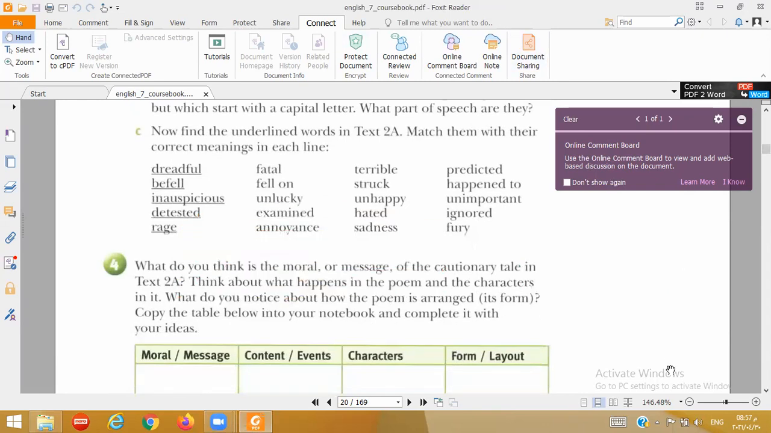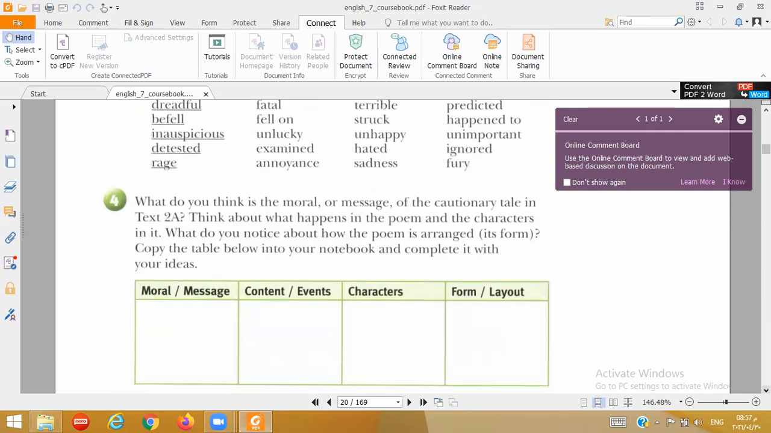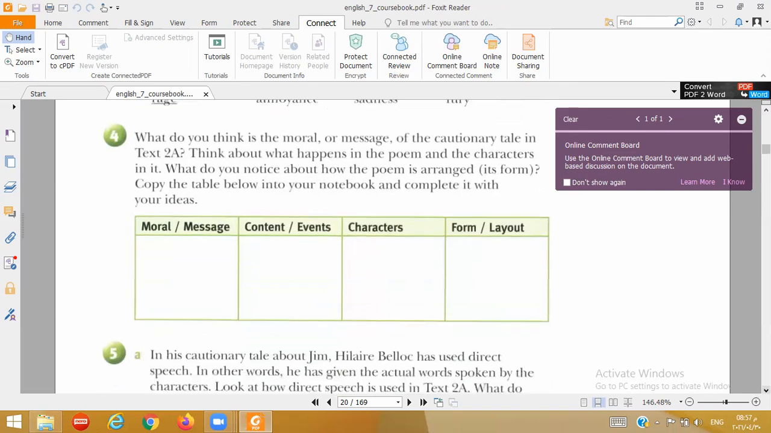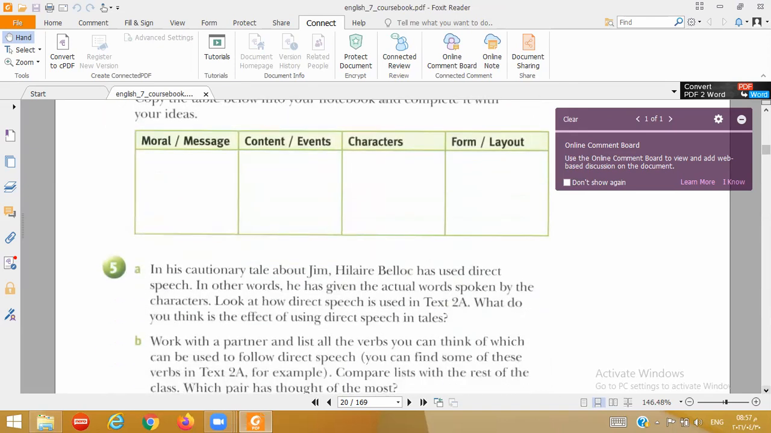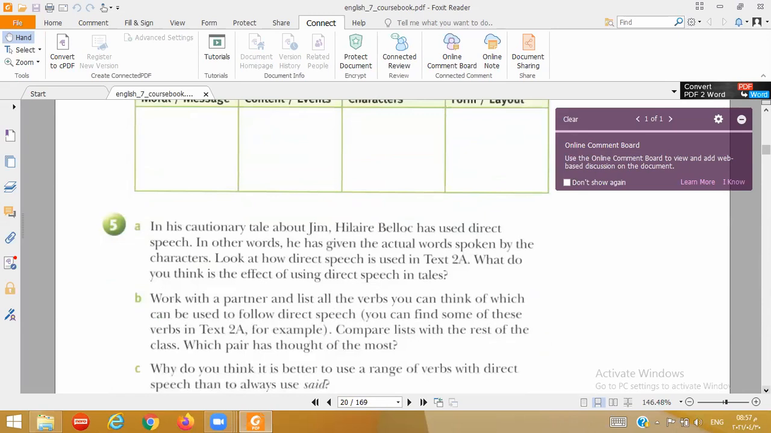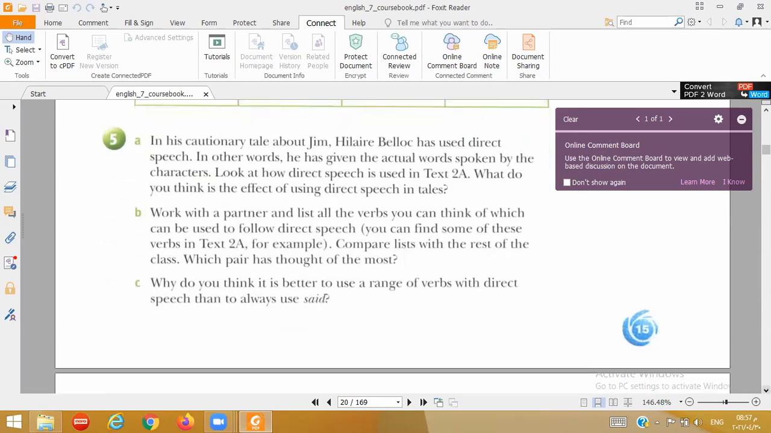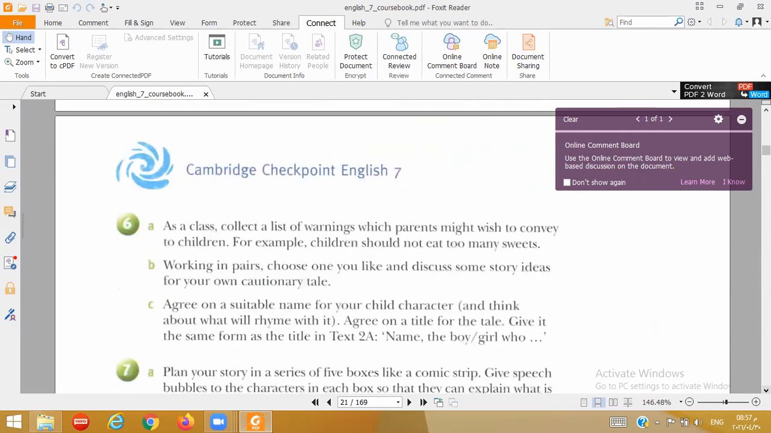Now, what do you think is the moral or the message of the cautionary tale? We said the moral, right? Like never leave your nurse, or never enter a lion cage as if the lion will be friendly. There's a lot.